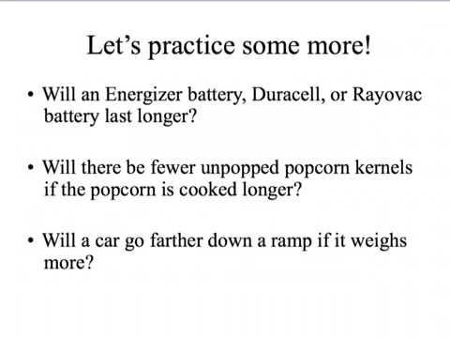Let's take a look at 3 more examples. Will an Energizer, Duracell, or Rayovac battery last longer? What would our independent variable be? You got it. It's all these batteries. We're changing brands. So I listed the brands in the question that I wrote. What am I going to measure? What will my dependent variable be? If you chose "last longer," you got it, because I'm going to be able to measure that in units of time.